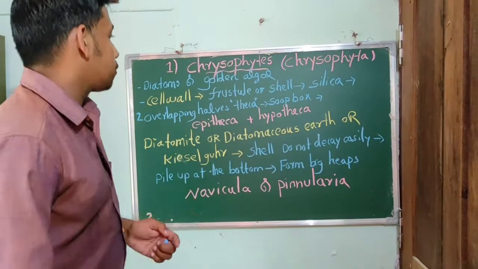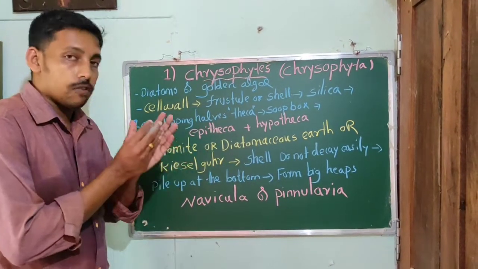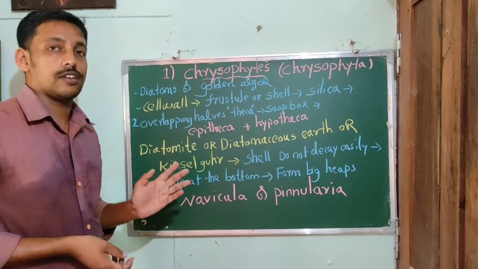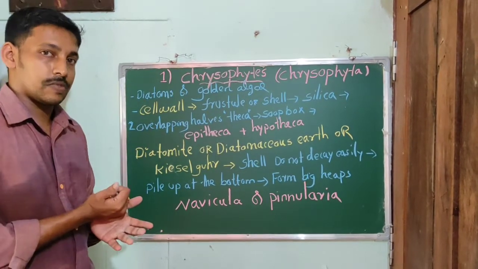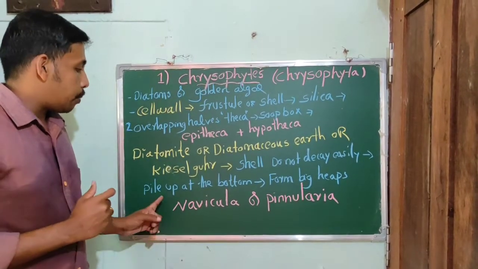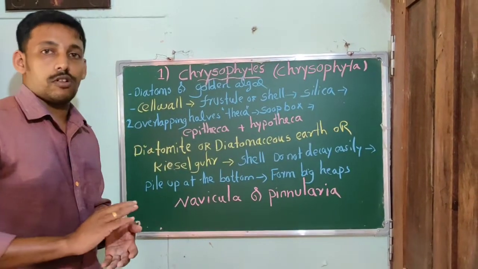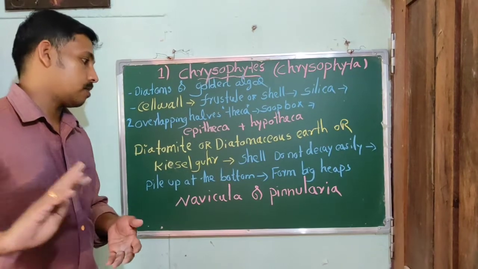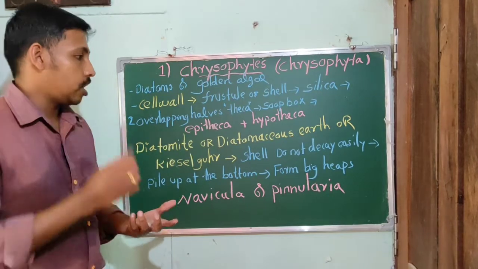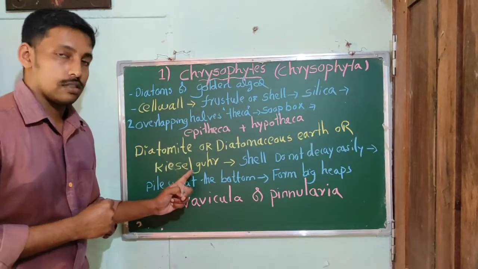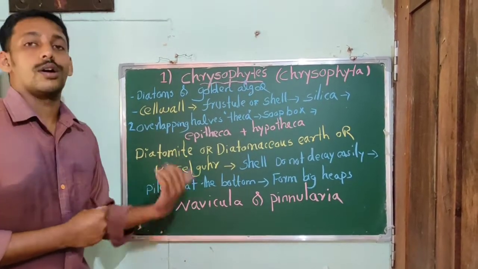So there is this cell wall, the shell of the diatoms, and they do not easily decay. So what happens is that they pile up. This shell may pile up at the bottom of water bodies, maybe in the ocean or sea, and this may form big heaps. These heaps are known as diatomite or diatomaceous earth, or Kieselguhr.